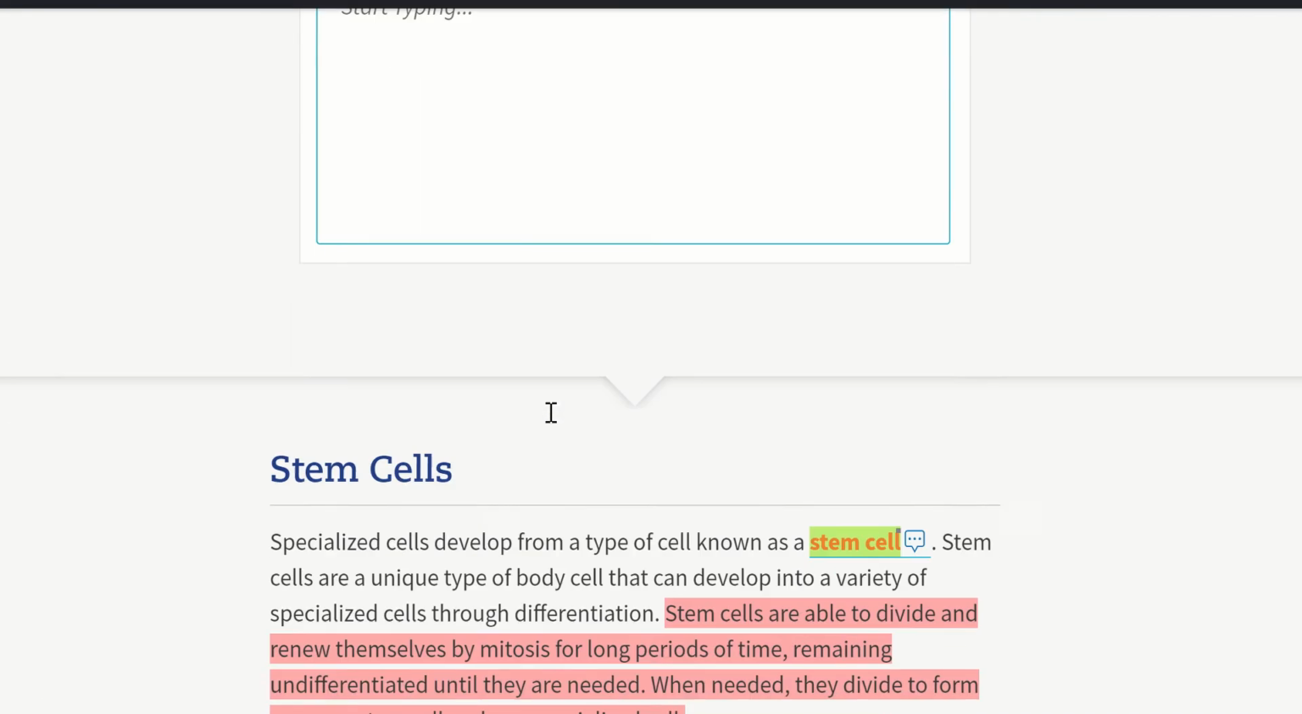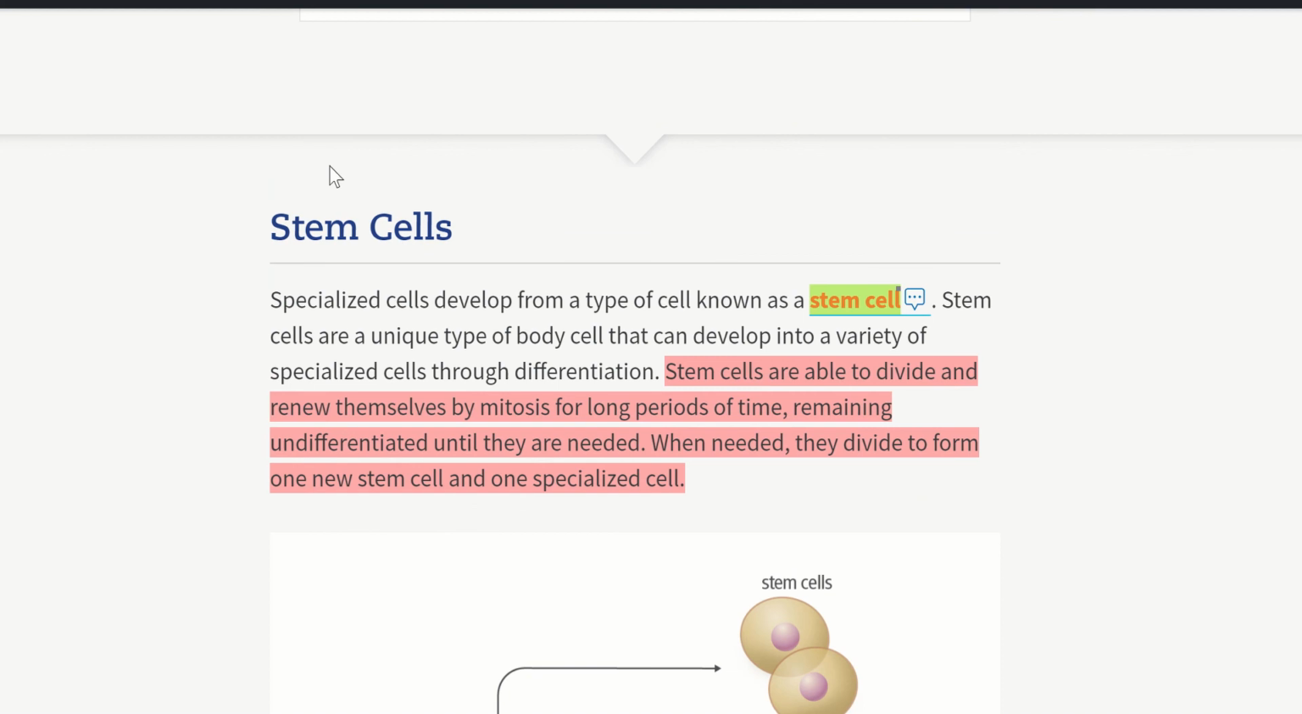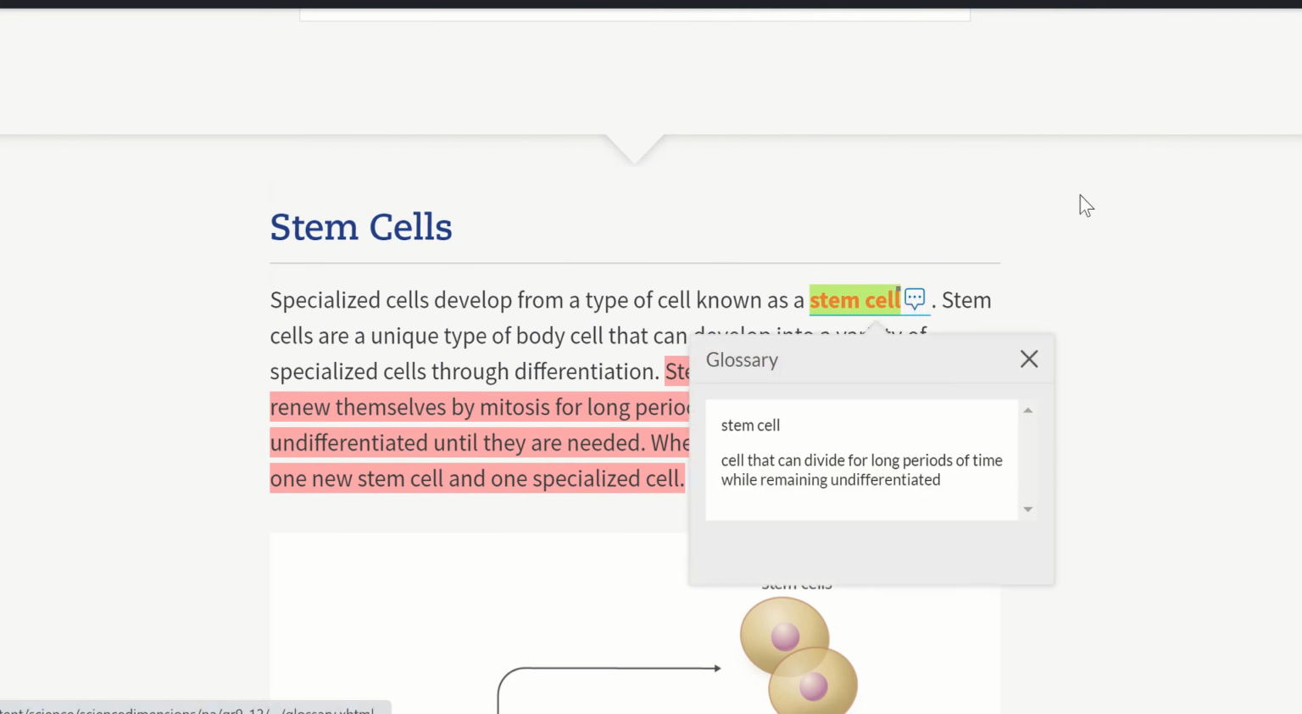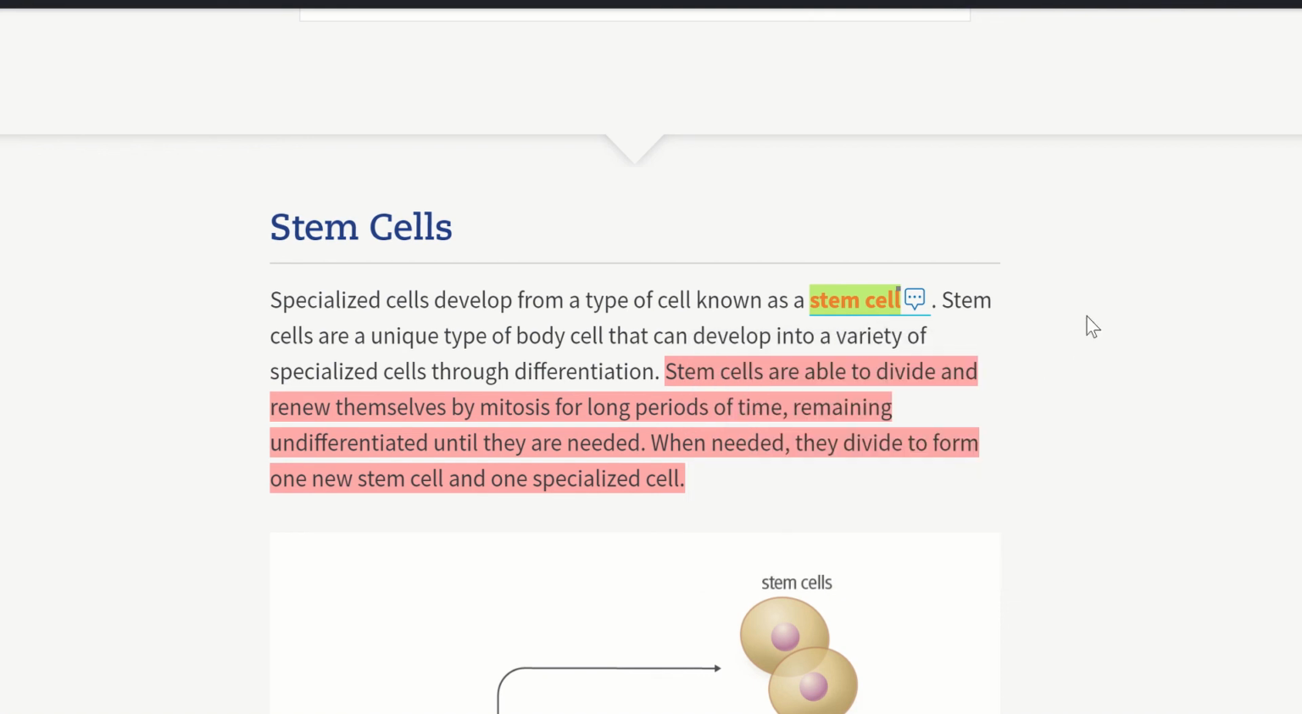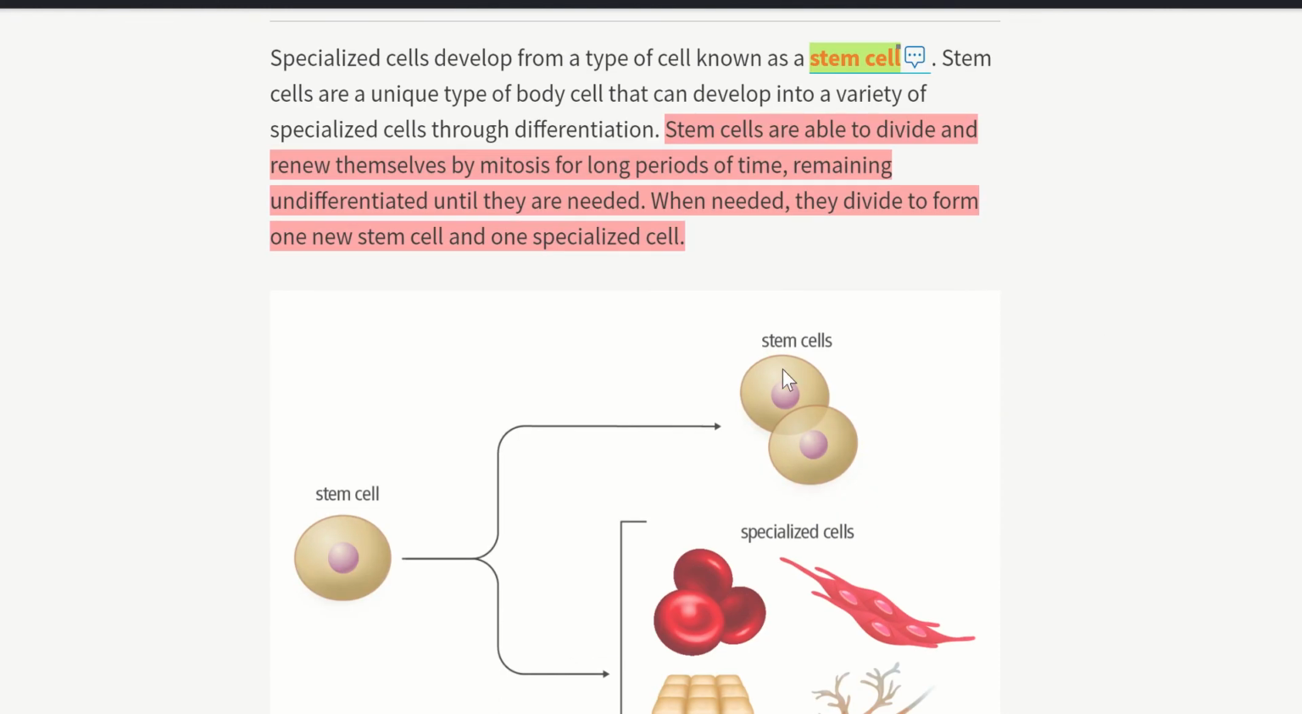So as we scroll down here, the next thing we want to talk about are stem cells. And clicking on the 3 dots here in the textbook, stem cells are cells that can divide for long periods of time but remain undifferentiated. Remember, we talked about this in class, that these stem cells are essentially cells that do not have a path yet. They have not been decided what type of cell they're going to be, which is important because ultimately they can become any cells.